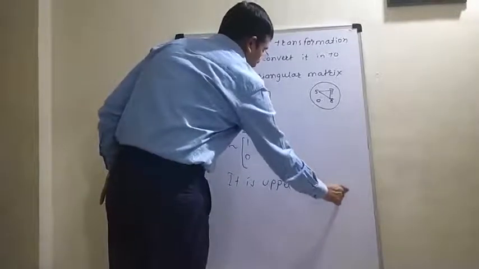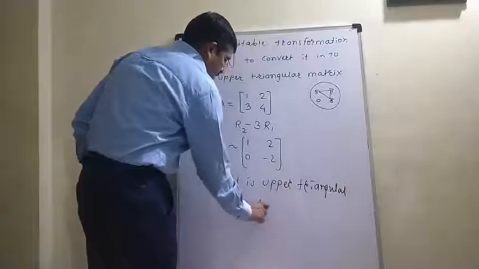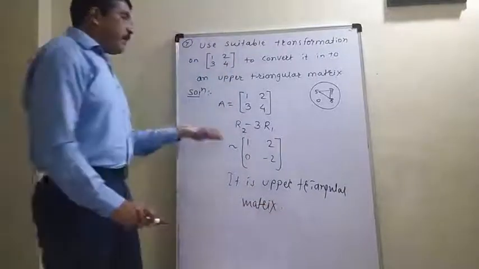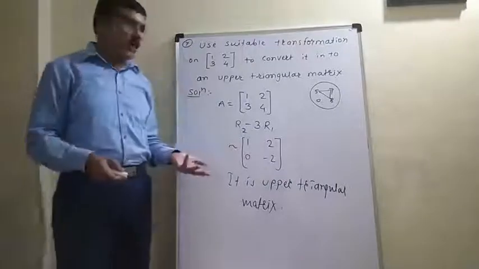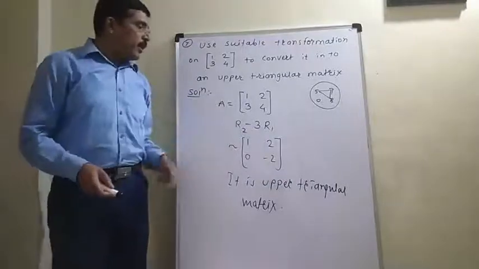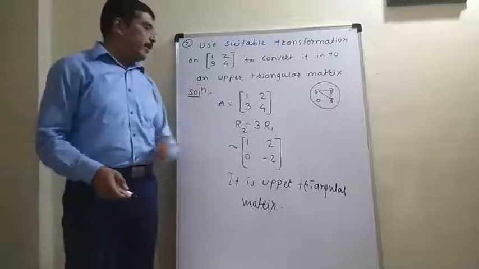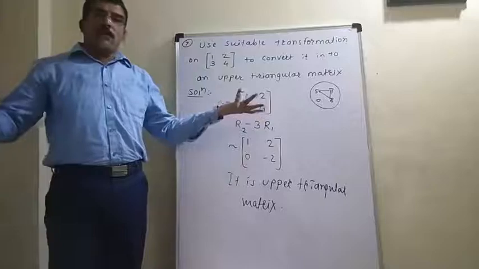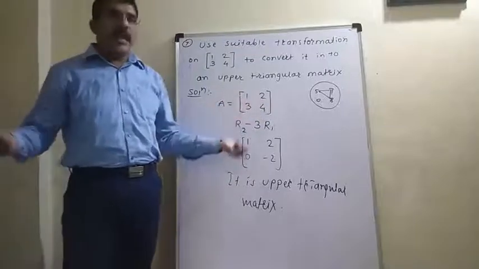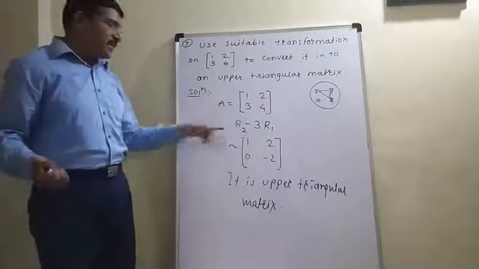Upper triangular matrix. Answers of other students may differ. The answer given in the textbook may also differ, because there are different matrices we can obtain. It totally depends on which operation we have performed, because we know that so many equivalent matrices we can form. That's why the answer may differ, but this is a correct one.